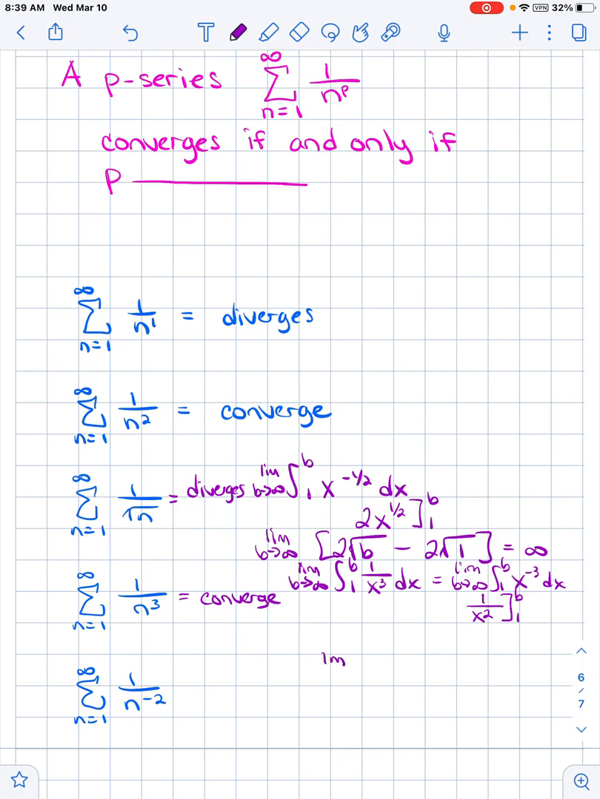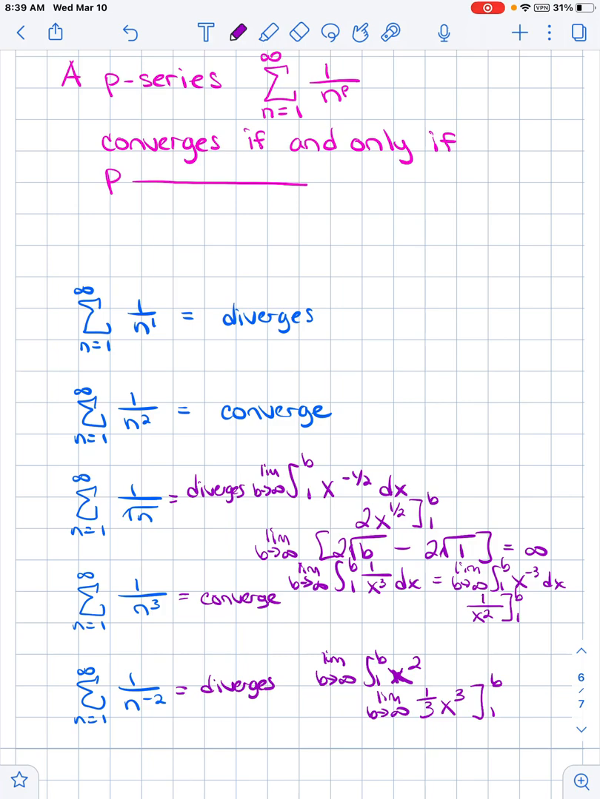This one I don't even really need to do anything with because I know that if I rewrite 1 over n to the -2 with a positive exponent, it becomes just x squared. And of course, when I find the antiderivative of that, 1/3 x cubed, and I evaluate that at infinity, this is going to be infinitely large. So this also diverges.